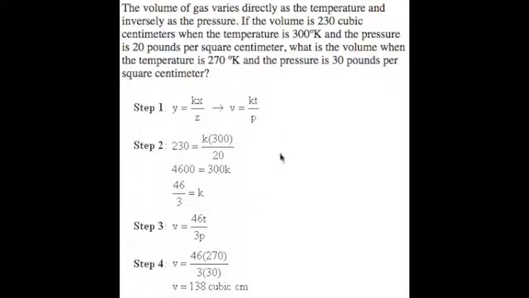And we'll go back to the question, find our variables. What is the volume when the temperature is 270 degrees Kelvin and the pressure is 30 pounds per square centimeter? Plug it in, solve it out, and you've got your volume, 138 cubic centimeters.